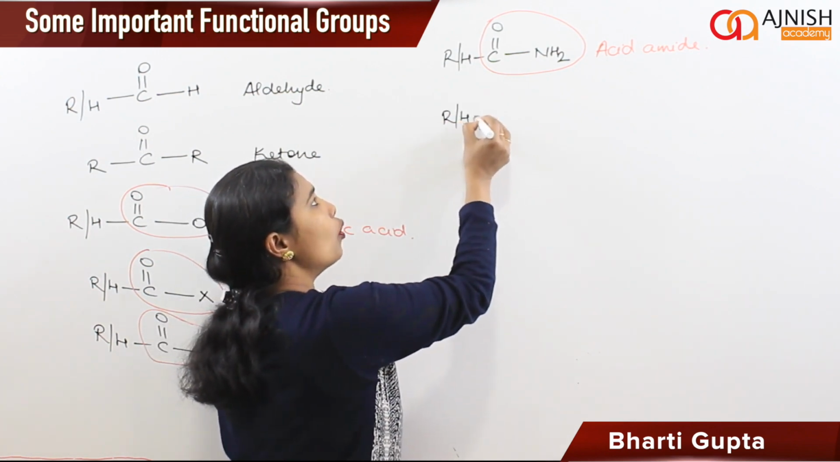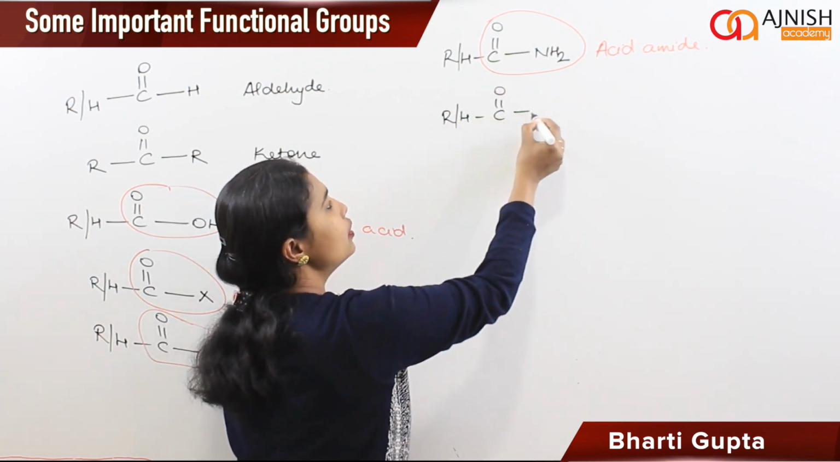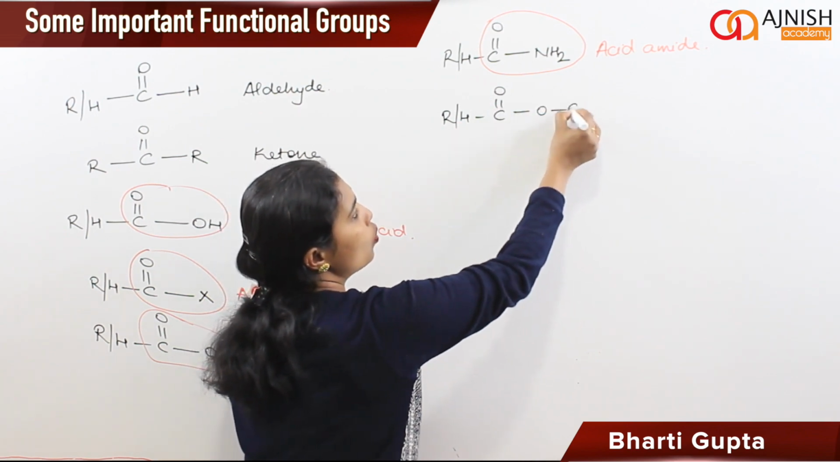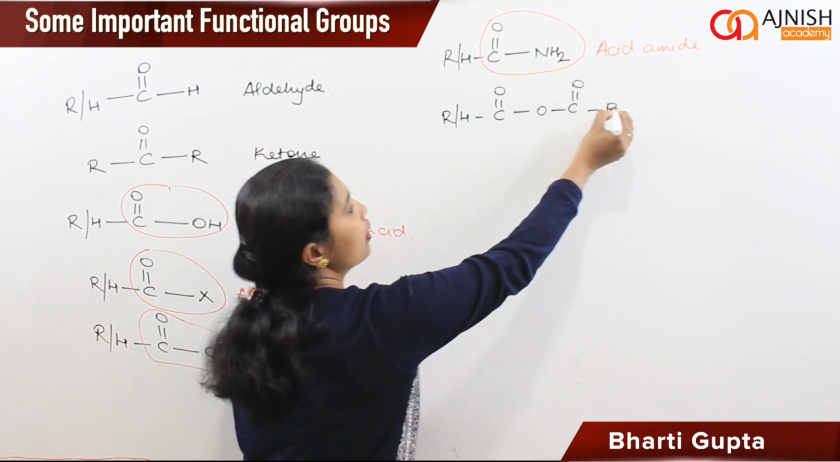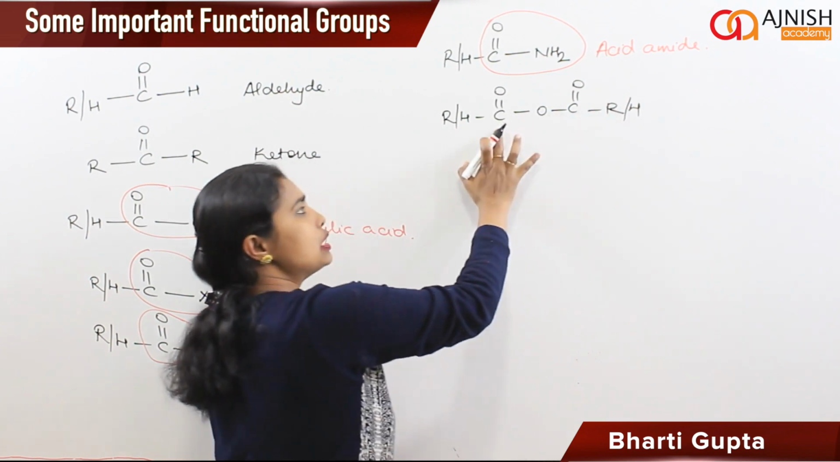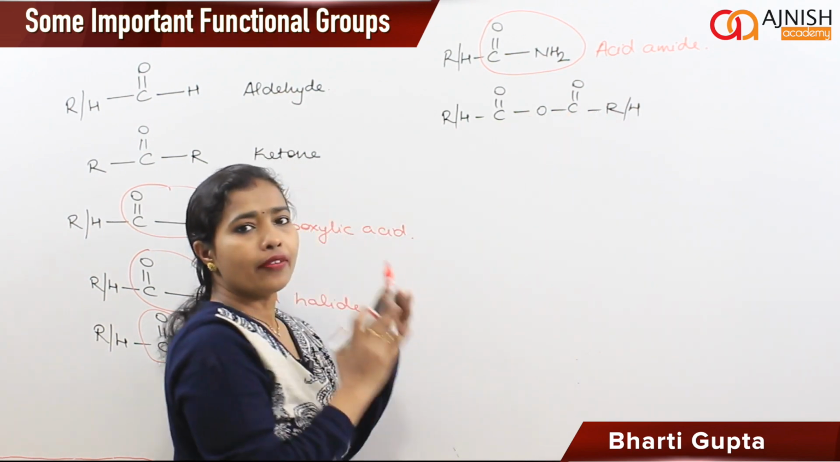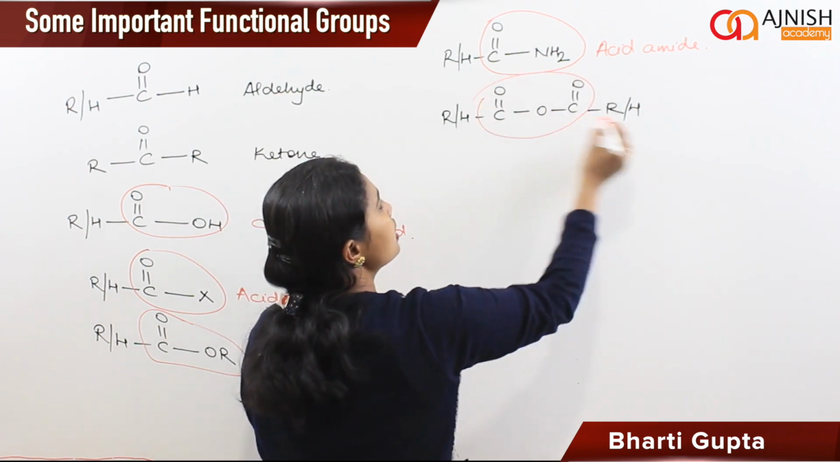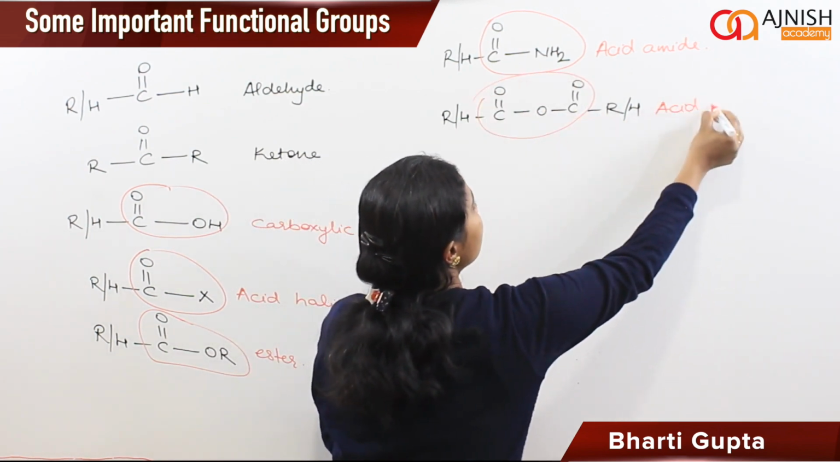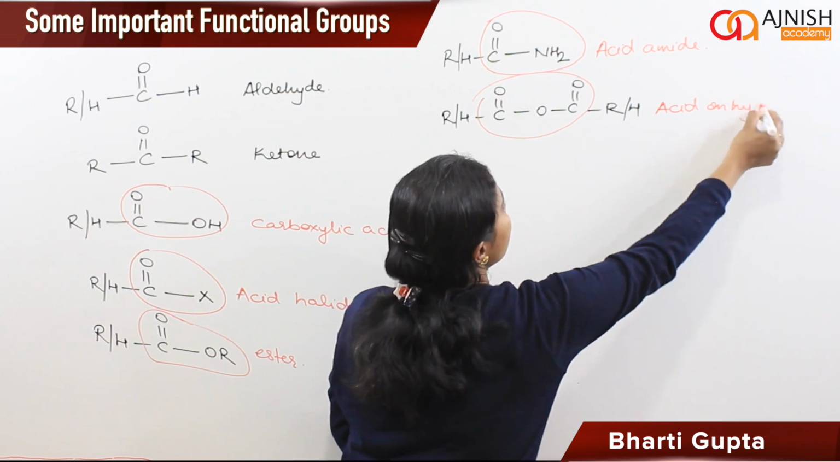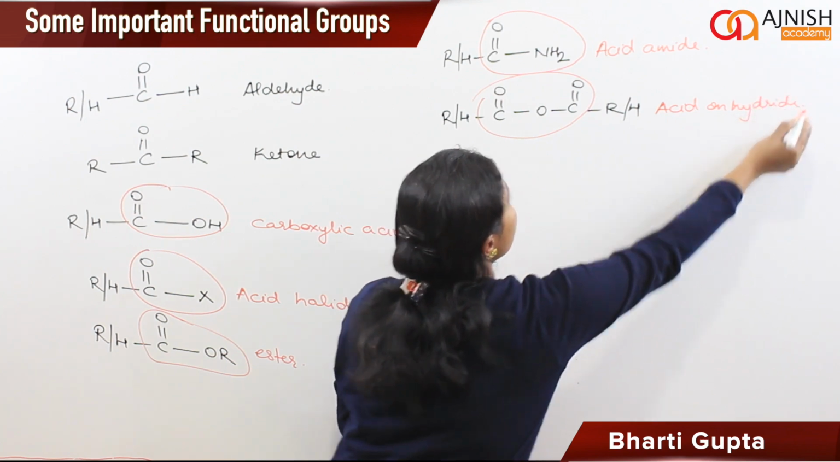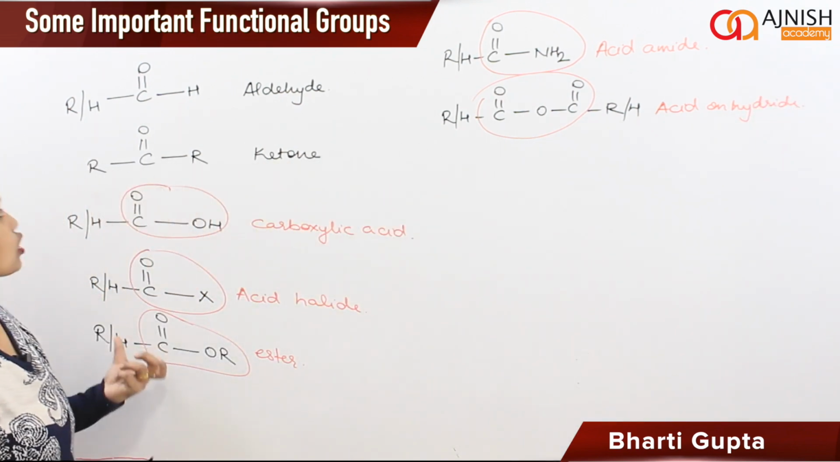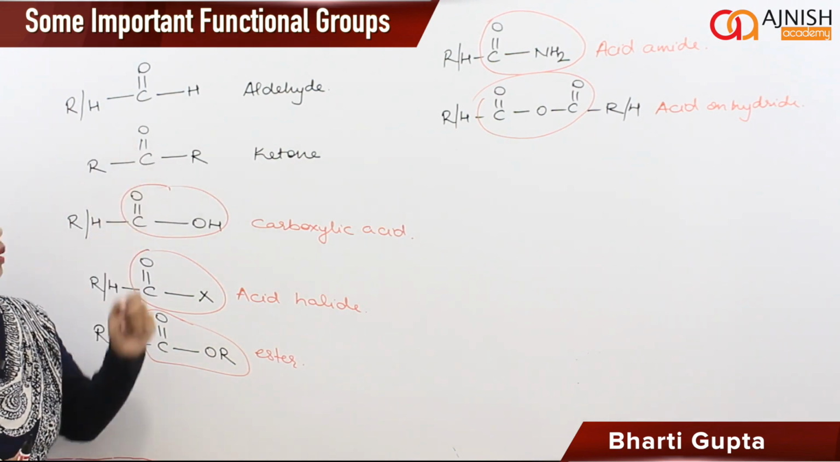Now if to the CO bond, we have O, CO and then R or H, meaning CO, O, CO, then this functional group is called acid anhydride. These are all functional groups having a carbon-oxygen double bond.